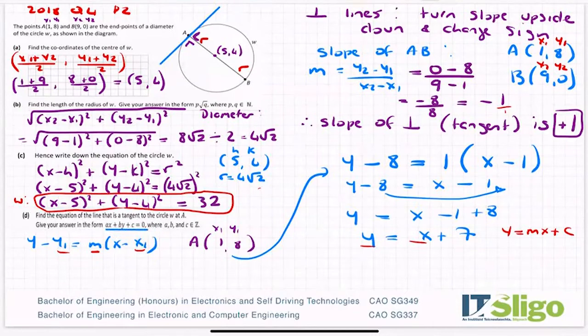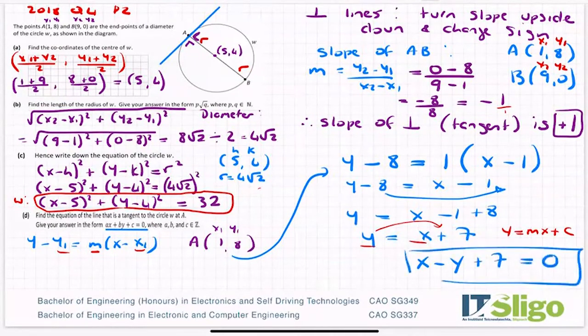Okay, so I have one more line to write. They want the x's first, then they want the y. So I'm going to bring this y over here so that it becomes minus y. And then they want the number. Well, that number is already over here. So it's a plus 7 equals 0. Okay, so that's in the form ax plus by plus c is equal to 0.